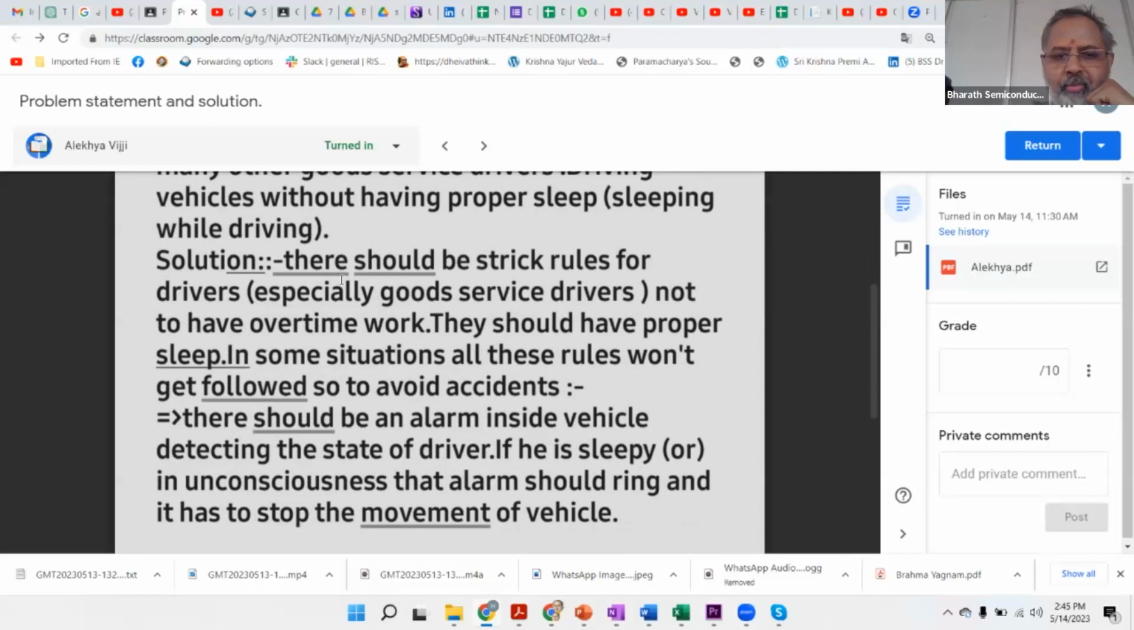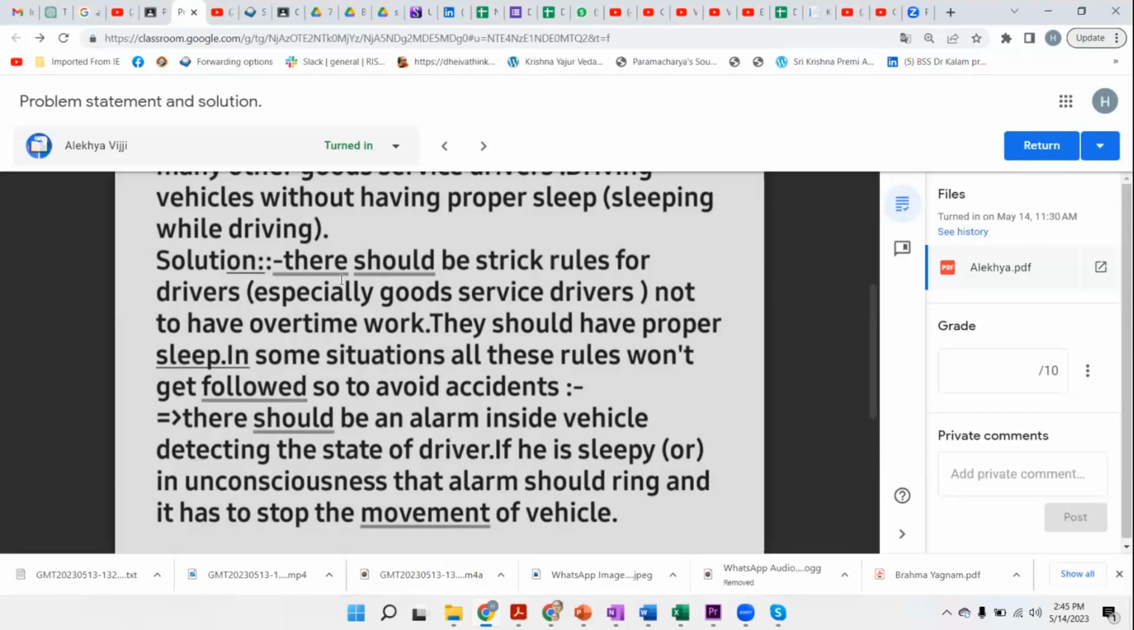What is the solution? The solution would be an alarm at the driver's seat that shows the vigilance of the driver, whether he is conscious or sleeping. The alarm should ring based on his vigilance, and if he is unconscious, then the vehicle should stop. Very good idea.